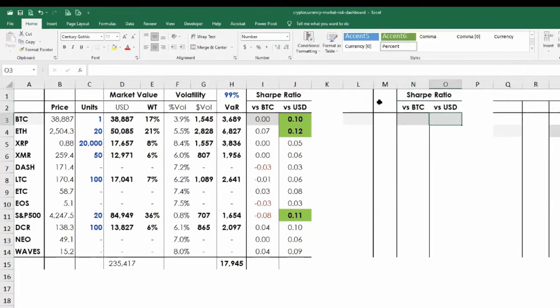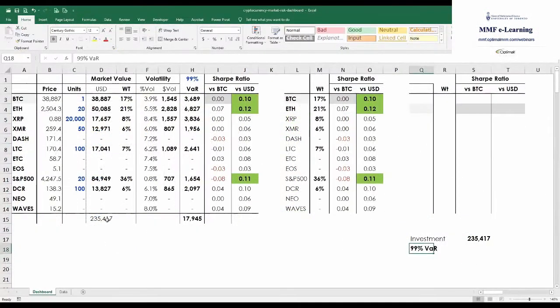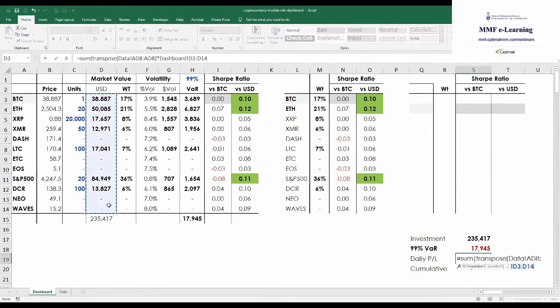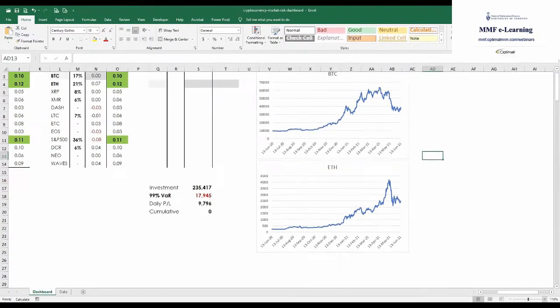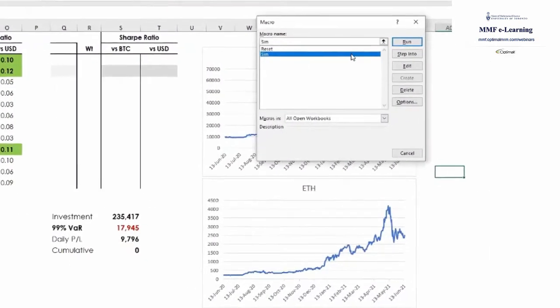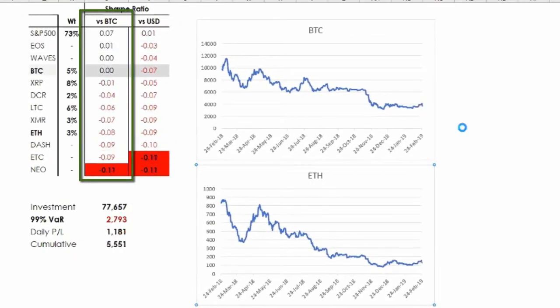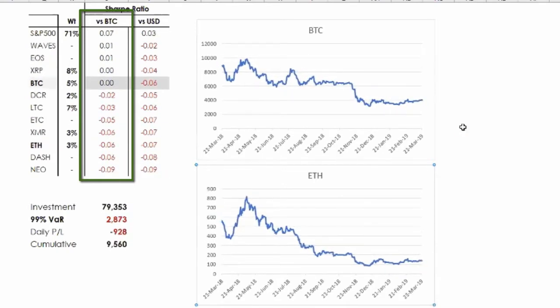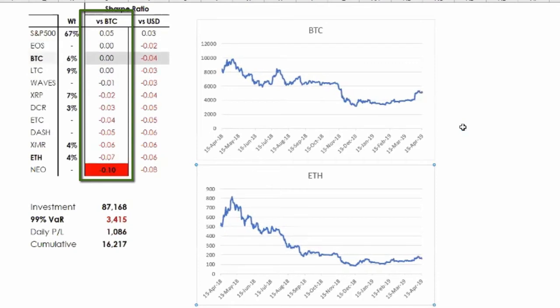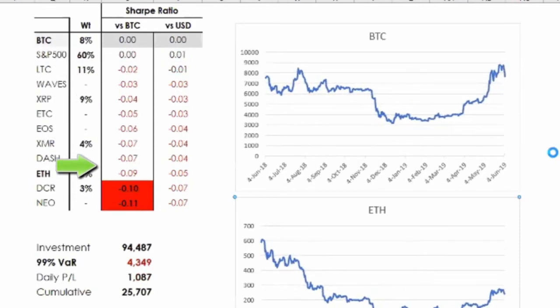To prepare for the simulation, position weights in the portfolio and corresponding Sharpe ratios are isolated. The investment, its daily value at risk, and profit or loss results are included in the simulation. The embedded macro sorts results based on Sharpe ratio versus Bitcoin from highest ratio to lowest. Sorting by Sharpe ratio in descending order gives us indications on how to position the portfolio. We build optimal portfolios by investing in cryptocurrencies that have a high Sharpe ratio and divesting from ones that have a low Sharpe ratio.